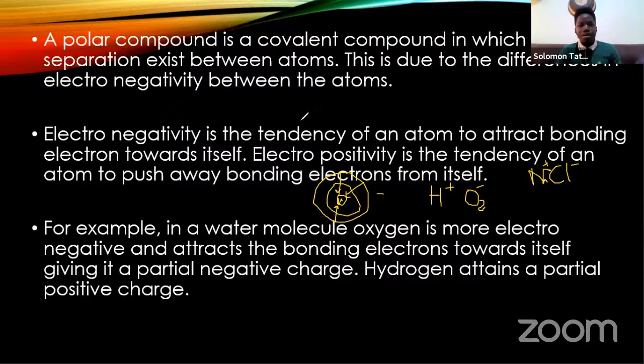So we said a polar compound is a covalent compound in which charge separation exists. Someone is asking about polarity in the comments. So when we have a covalent compound where the charge separation exists, we say that compound is polar. That's what I've been explaining. So charge separation in a covalent compound is polarity.